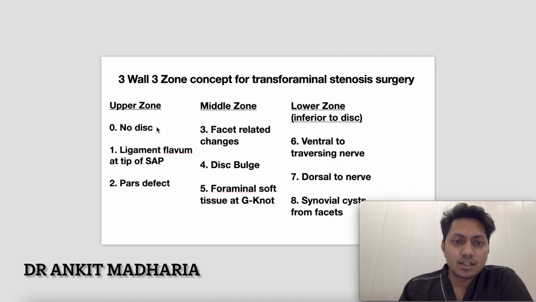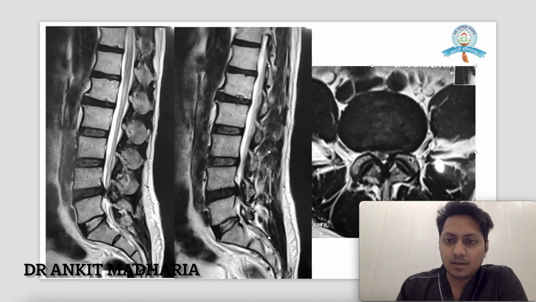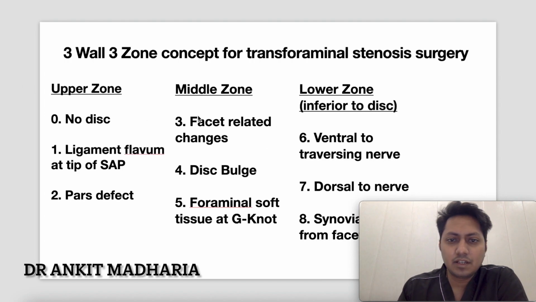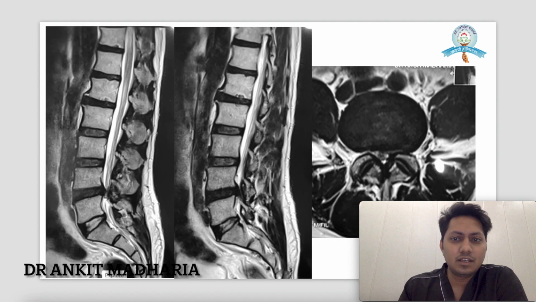So in our case, there's no problem in the upper zone. In the middle zone, there is a problem, that is facet related changes. There's ligamentum flavum hypertrophy on the under surface of the facet, and there are some osteophytes on the inner surface of the facets also, which I'll be removing in my surgery. So in the middle zone, we'll be clearing these facet related changes. We'll be clearing the disc bulge that we can see. This is a disc bulge that we'll need to clear.